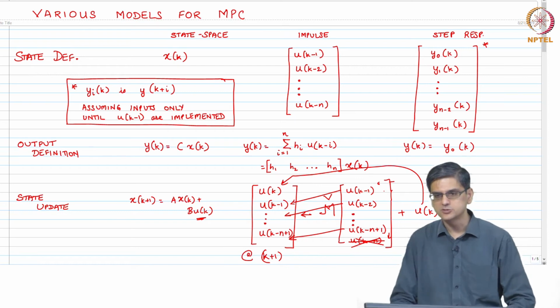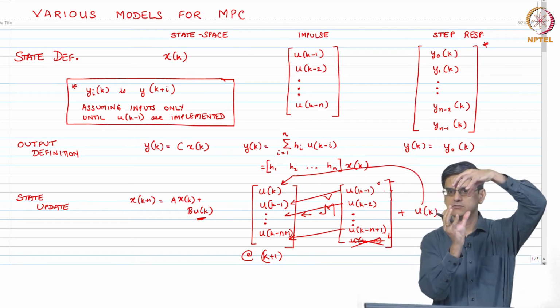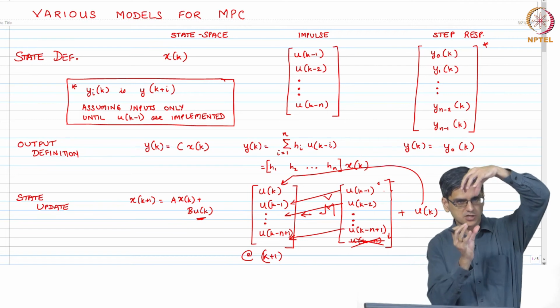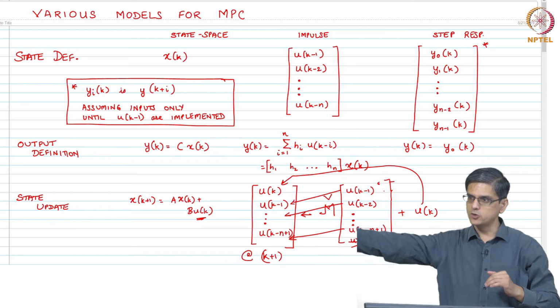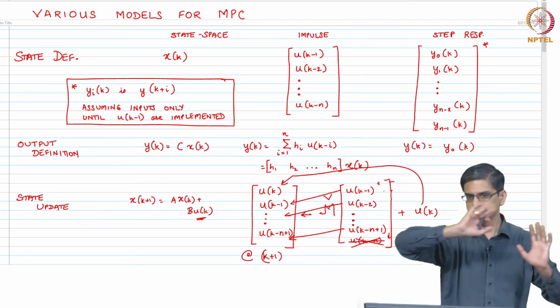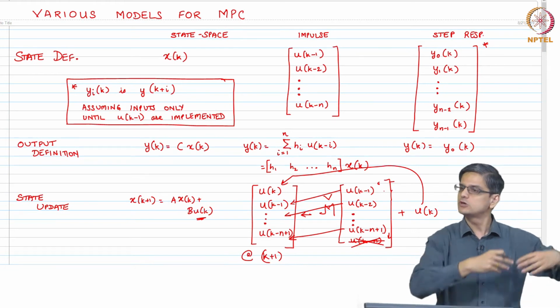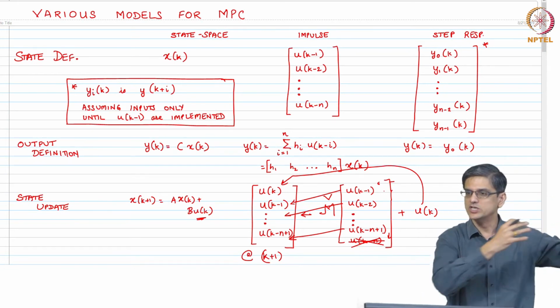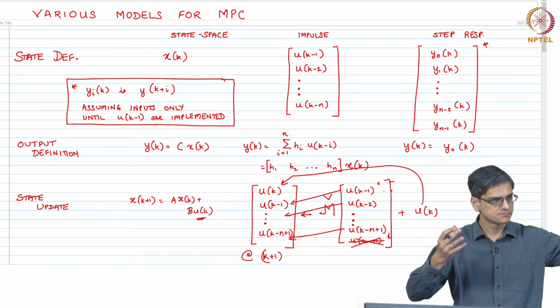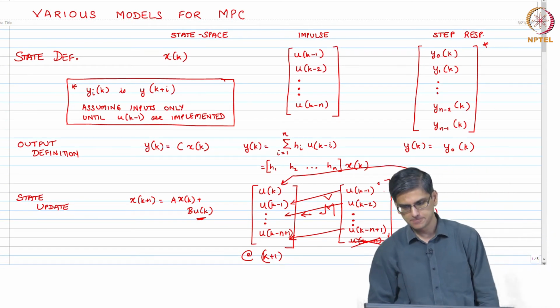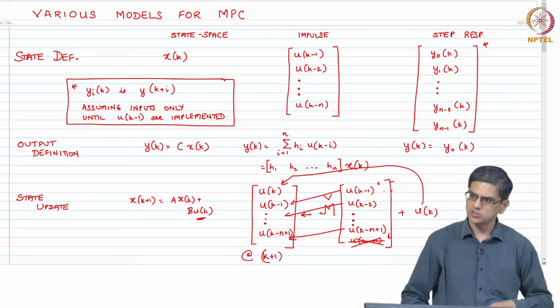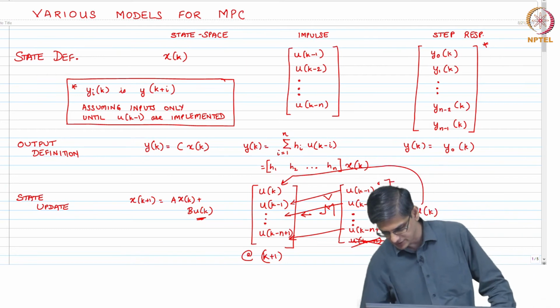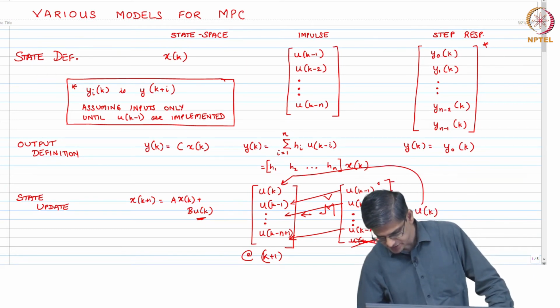So, for the impulse response model, you take the state, remove the bottom, shift everyone one level down, take the new input and put it at the top of that state, done. How do you get the output? Multiply this new state with your impulse response coefficients. The state update for step response models can also be done equivalently, but I will do it on the next page because we are running out of space.